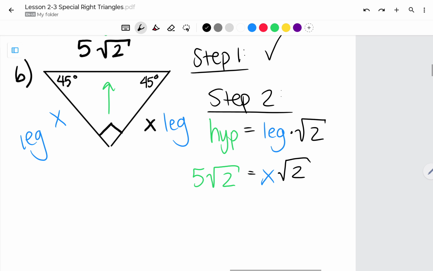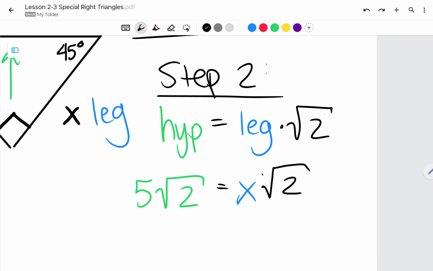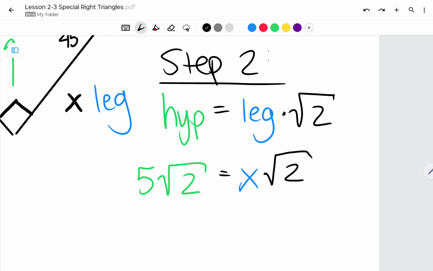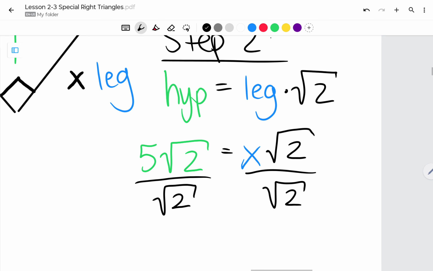Here, I'm looking at this problem, and x is not by itself. It has a number next to it. So how do we get x by itself? This is x times square root of 2. So let's do the opposite. You divide by square root of 2 on both sides.